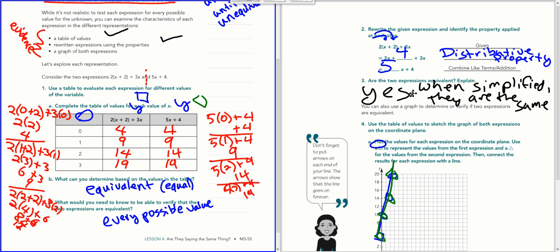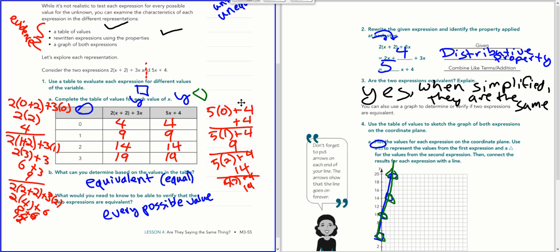So are the two expressions equivalent? Well, yes, because when they're simplified, they are the same. When the more complicated expression was simplified, we found the simpler expression. So it's looking really good. Two points of evidence are saying that they are equivalent.